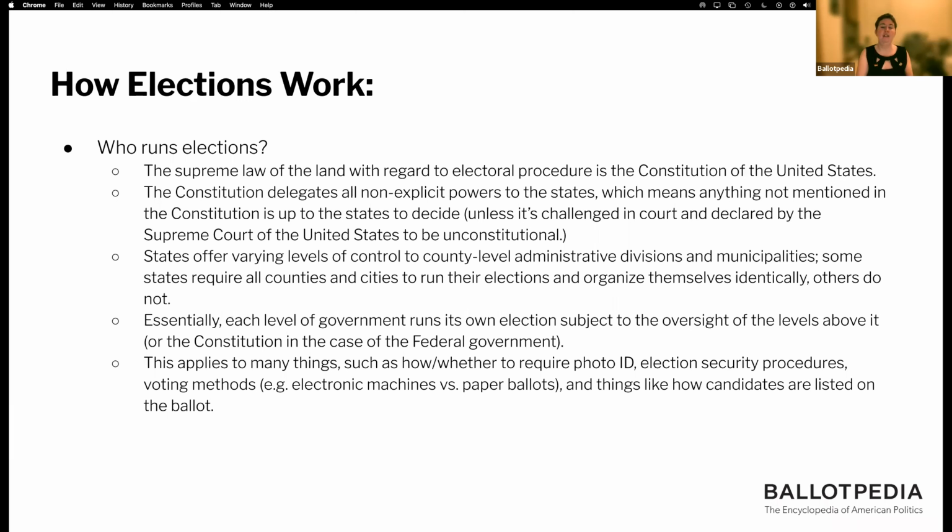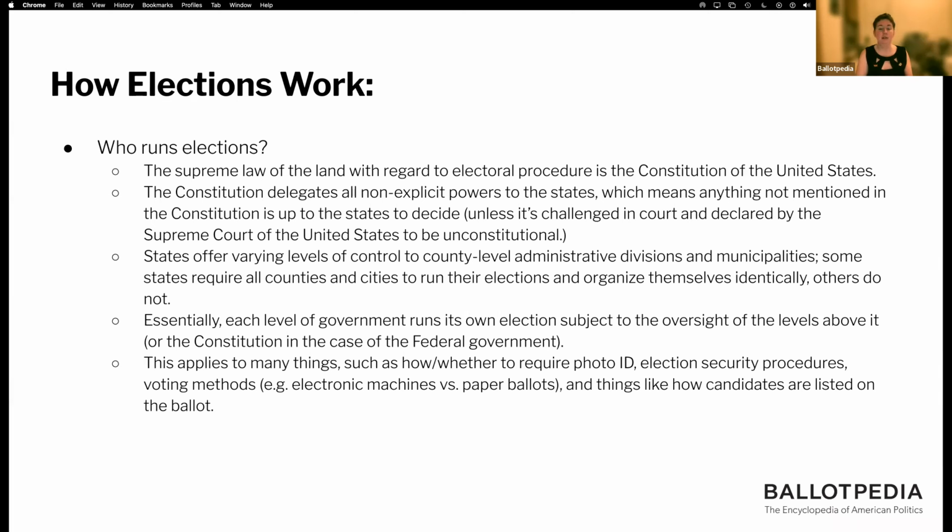So this is why you can have things like different laws for voter ID or for polling times, or some places vote with paper ballots and some vote with machine ballots. And that's why. It's because each state is responsible for administering its own election. And then within that, these states offer varying levels of control to their county level administrative divisions or their municipalities.